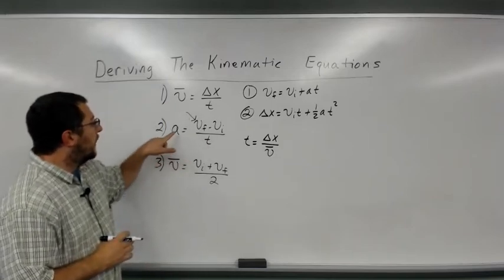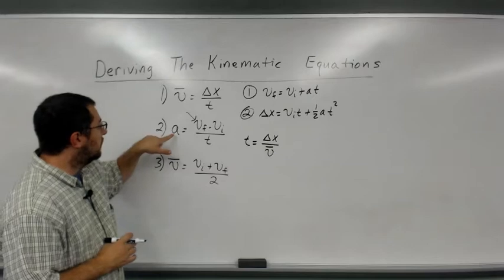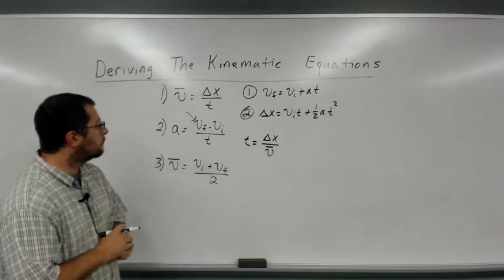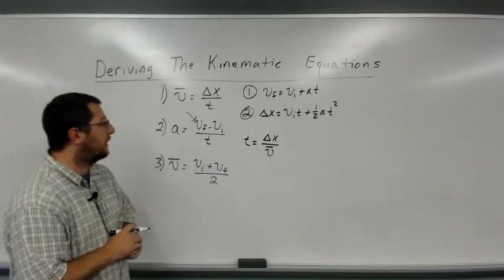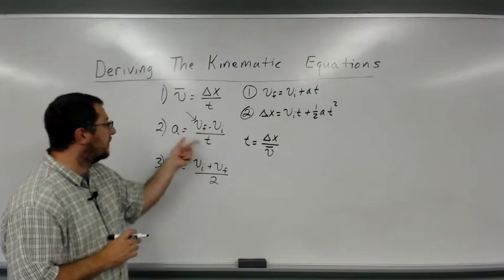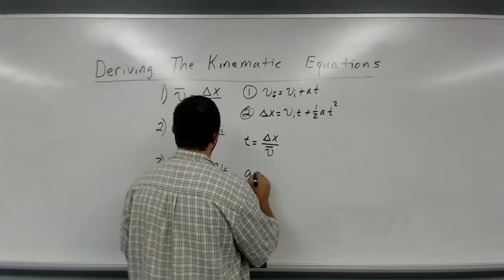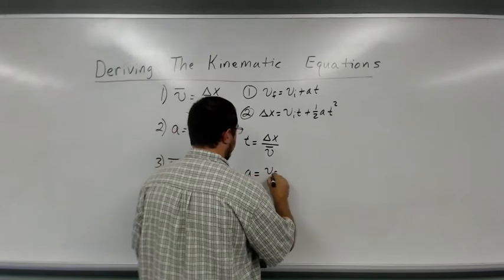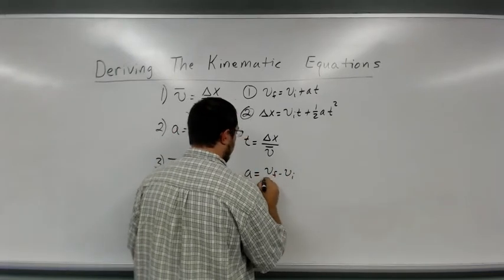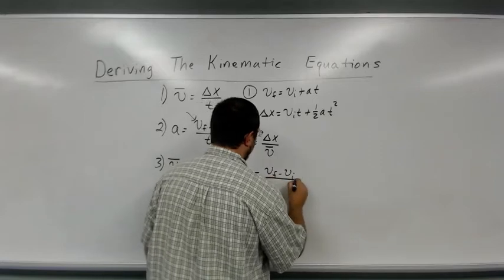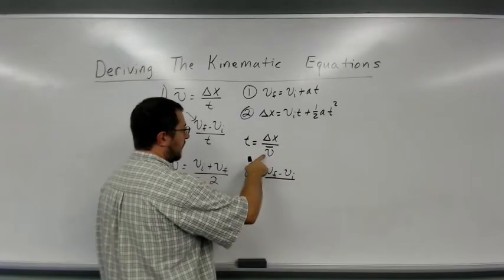What I'm going to do now is insert that equation for t into here. So we're going to have a is equal to VF minus VI over delta x times V average.